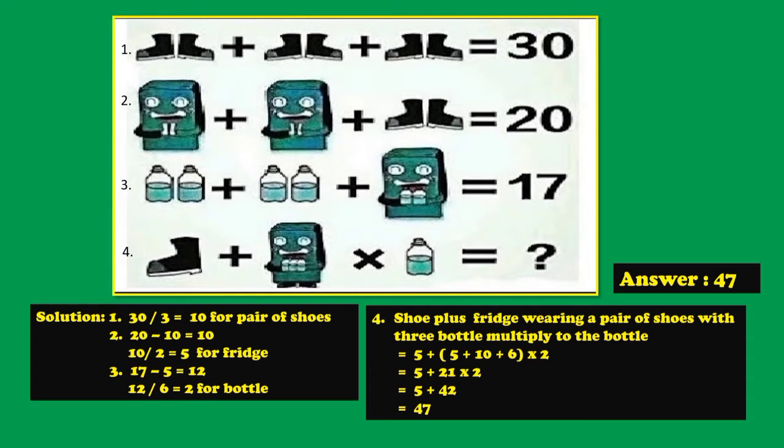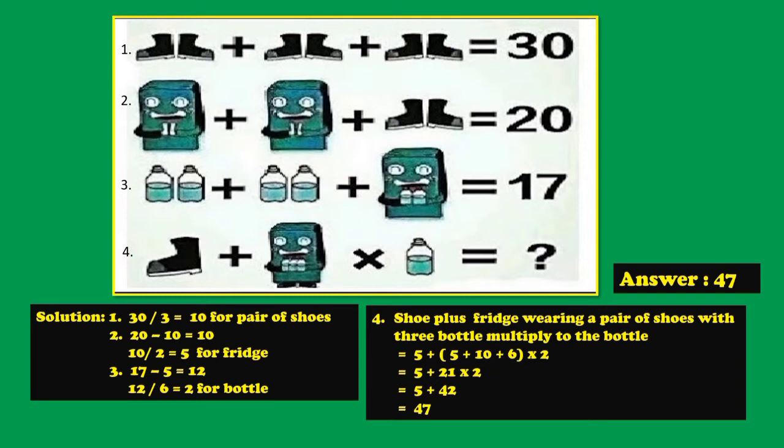And the result now, which is 10, since we have 2 fridges given, so 10 divided by 2 is equivalent to 5 for every fridge that we have. And so in the next part we have 17. So 17 minus 5 is equivalent to 12, because this 5 here is the value of the fridge, which is equivalent to 12.